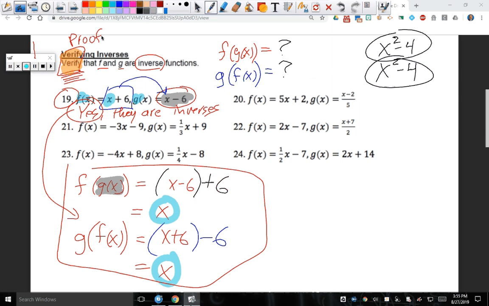Now, the proof, we did proofs in geometry. A lot of us didn't maybe like those proofs. It's not the same level at all. These proofs are just doing algebra to verify. All right, one more. Which one? 22, let's go.